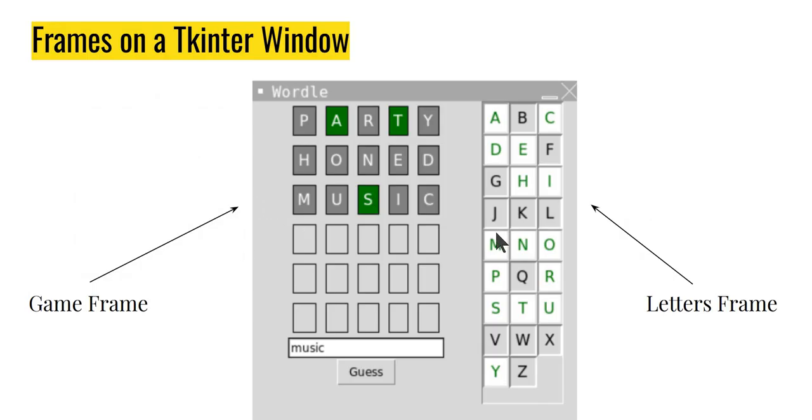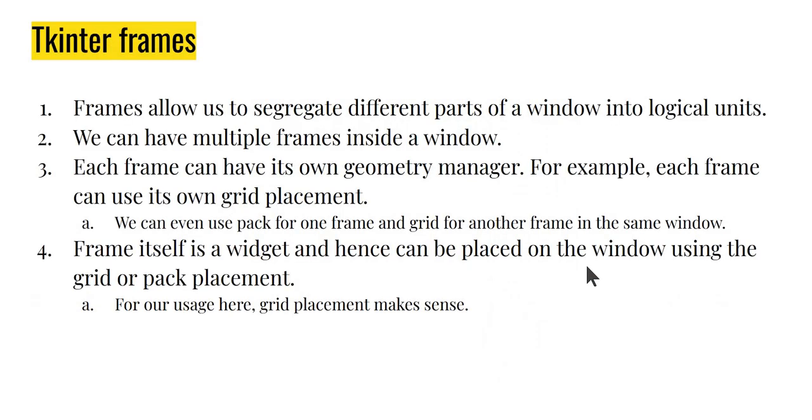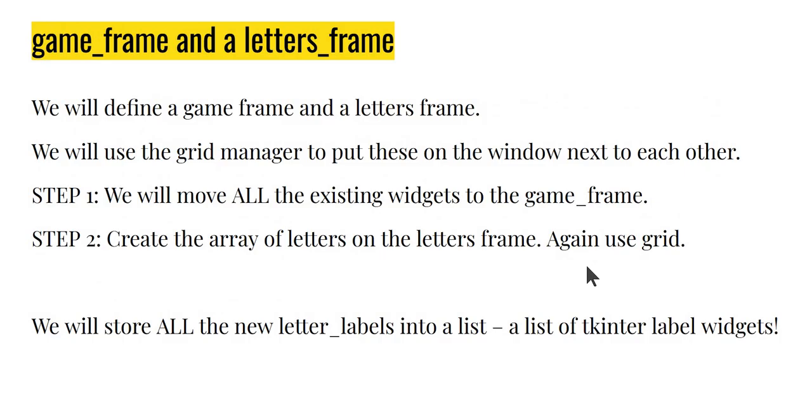We have a game frame, we have a letters frame. This is like two columns. So I'm going to just use a grid here, let's say row 0, column 0, and column 1. So that's going to be the method, right?